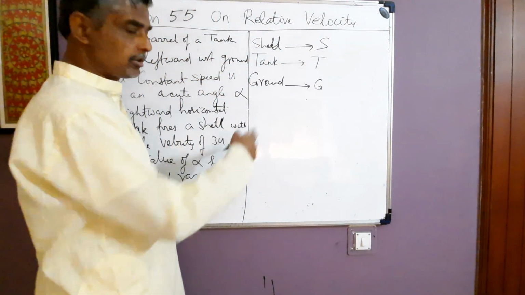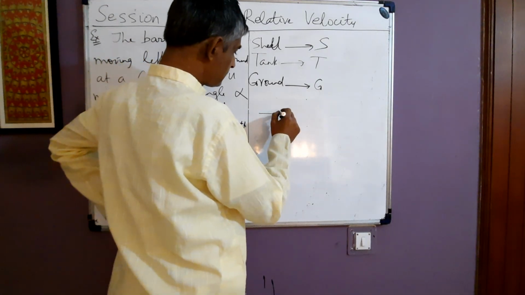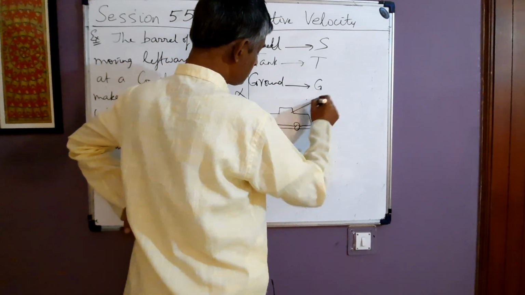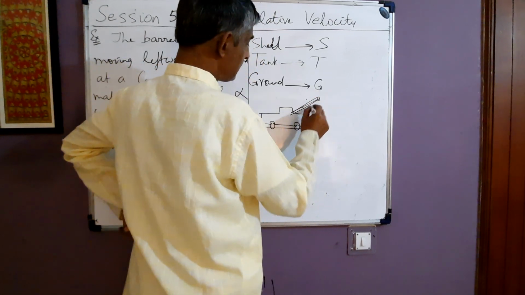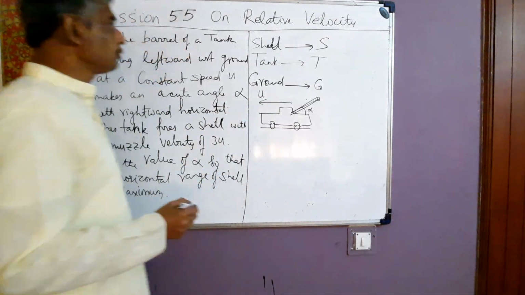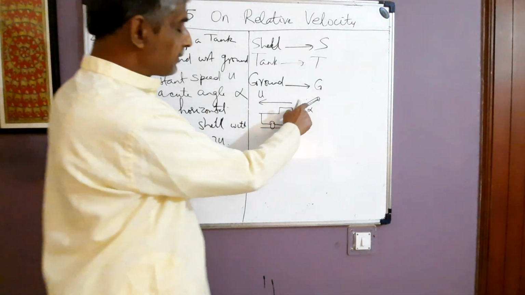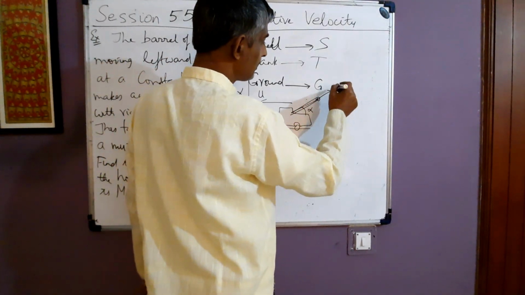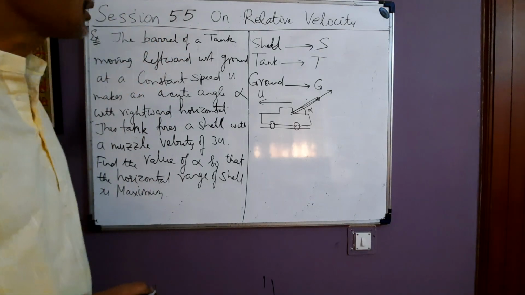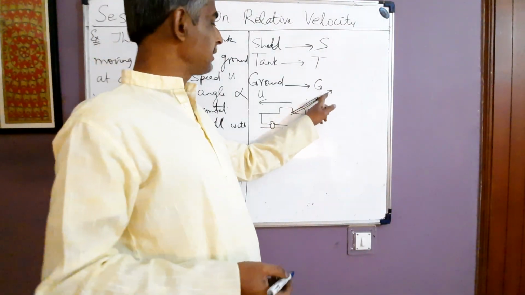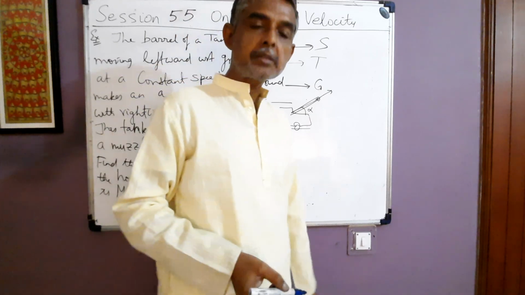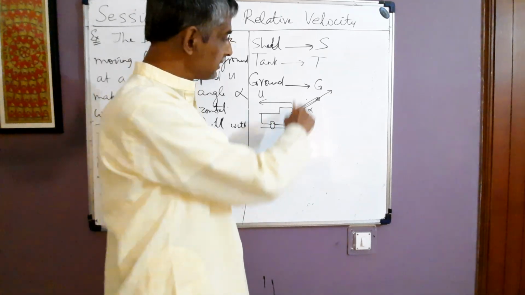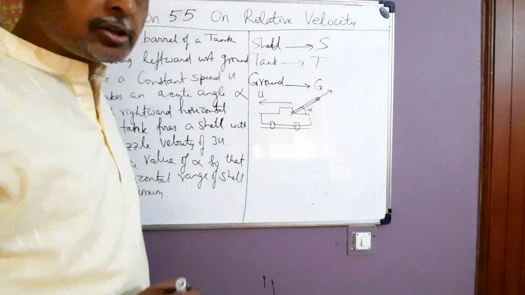Now I draw the diagram of the situation. This is the tank, and this is the barrel, with angle alpha. The tank is going leftward at a constant speed u with respect to ground. This barrel makes a constant angle alpha with the rightward horizontal and fires a shell at a muzzle velocity 3u. What does muzzle velocity mean? It is the velocity of the shell with respect to the tank just as it emerges from the barrel.